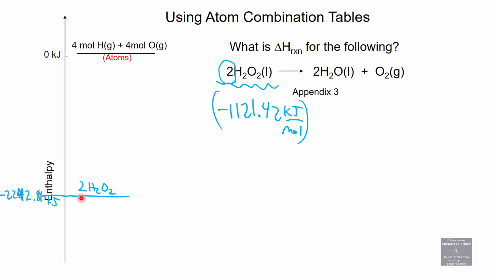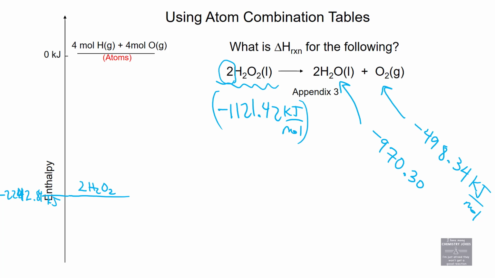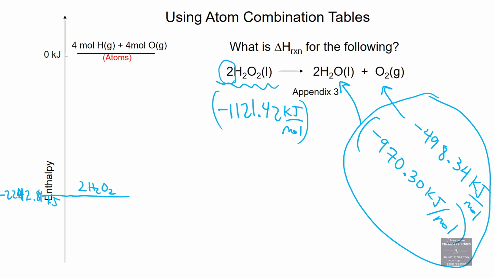Then I visit the back of the book and I look up water as a liquid and oxygen as a gas. I got negative 498.34 kilojoules per mole, and I got negative 970.30 kilojoules per mole for water. Water needs to be multiplied by 2, and then those values need to be summed together.